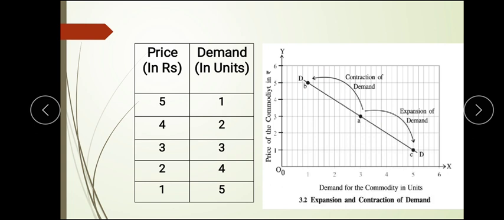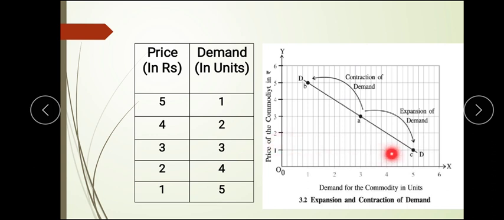Same way you find that it connects here. If you see A to B, there is a contraction of demand. Again, if the price is 3, here you find when a price decreases from 3 to, suppose, 2, the demand increases to 4 units. 2 to 1, the demand increases from 4 to 5. So if you say 3 to 1, what will happen here? The demand will increase to 5.